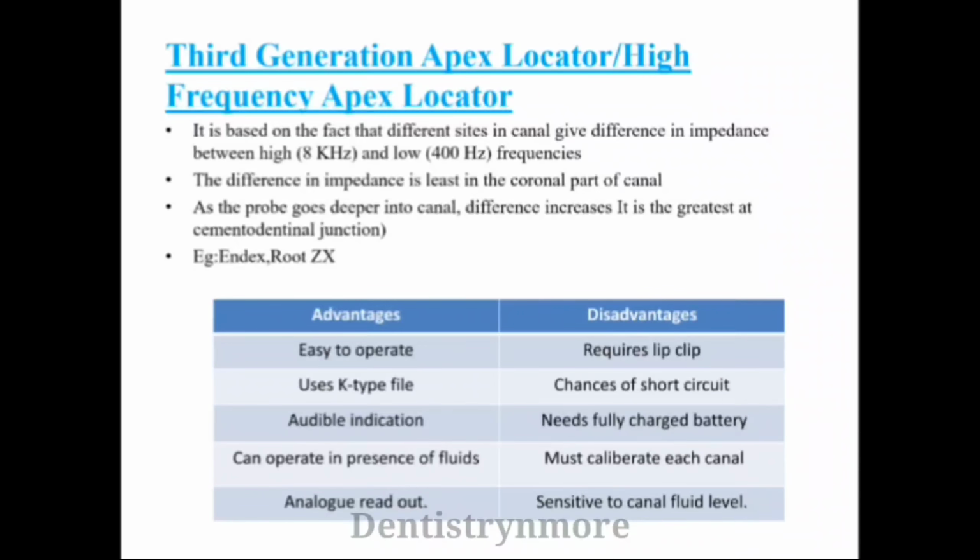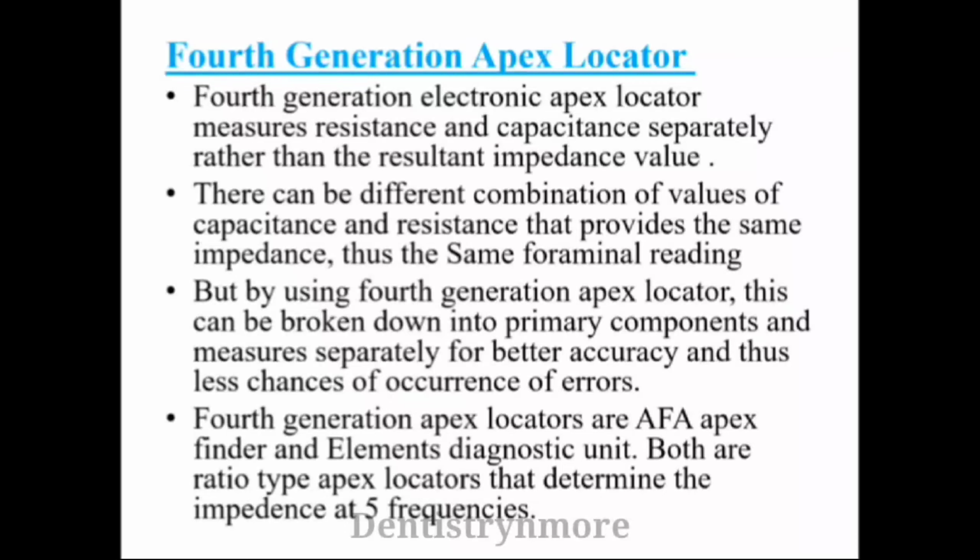Third generation is based on the fact that different sites in the canal give a difference in impedance between high or low frequencies, and as the probe goes deeper into the canal, the difference increases and it is greatest at the cemento-dentinal junction. And the fourth generation measures the resistance and capacitance separately rather than the resultant impedance value.